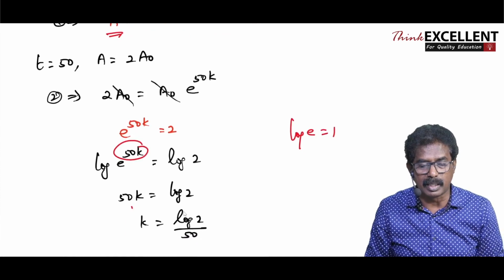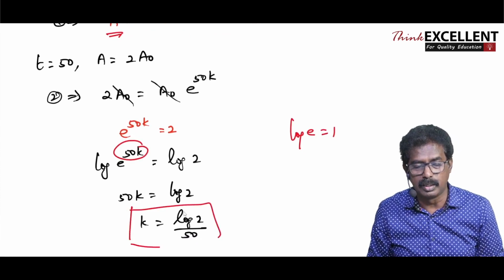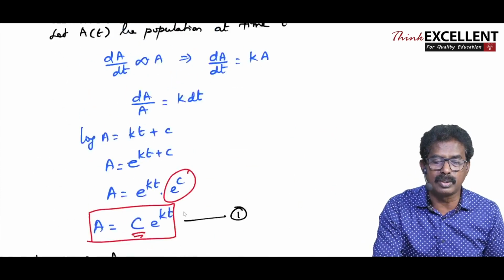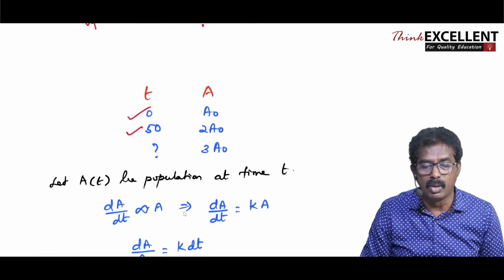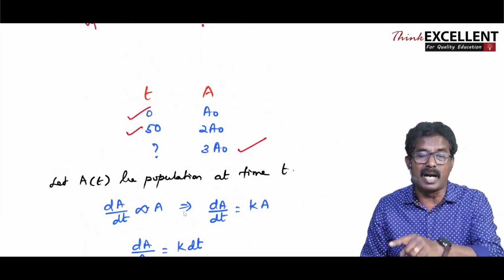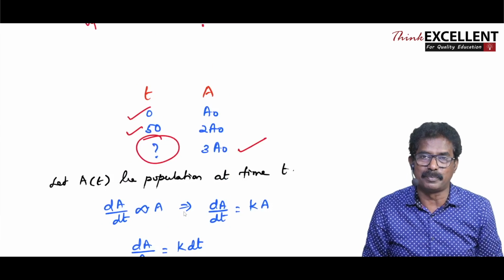அதை அப்படியே ஸ்டாப் பண்ணிருங்க. லாஸ்ட்ல நமக்கு அதை சப்ஸ்டிட்யூட் பண்ணணும். இப்போ 2 conditions we applied. Now we go to the last condition. What's the last one? When a equal to 3a naught, we have to find that t value.